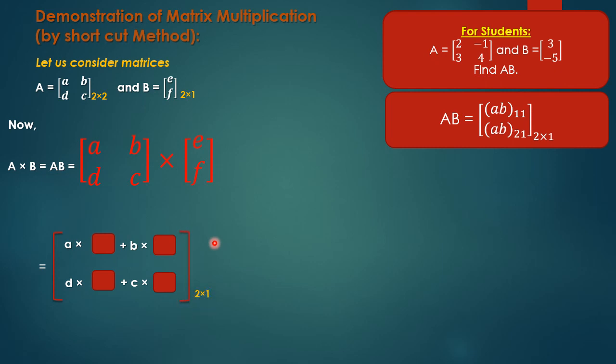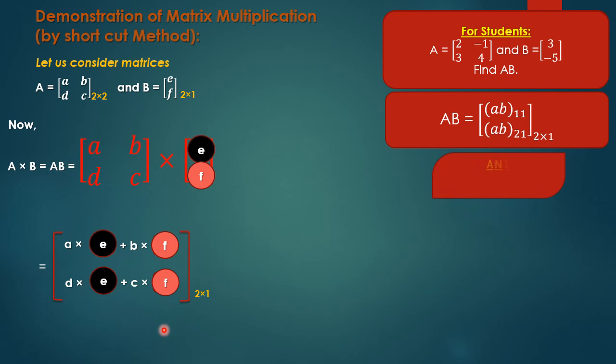Now we have to fill E and F, and we know where to fill E and F. E will be filled in this vertical line, and F will be filled on this vertical line. Now this concludes the matrix multiplication, and if you have arrived at your answer, then you can check it. The answer is AB equal to 11 and minus 11. The components are 11 and minus 11.